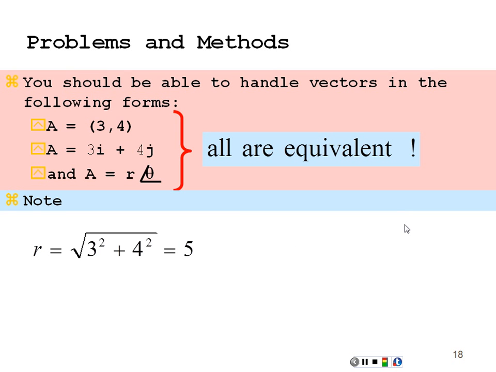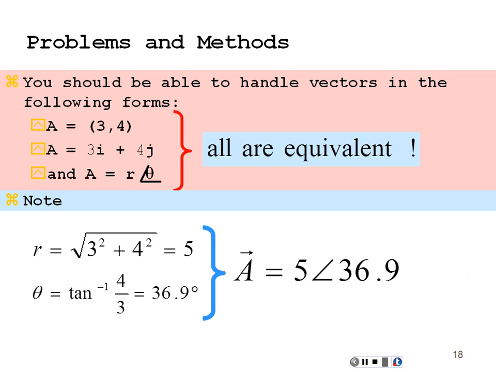The magnitude of this last vector is equal to the square root of 3 squared plus 4 squared, or 5. And its angle would be the inverse tangent of the y over the x, in this case 36.9 degrees. So I would write this last vector as 5 angle 36.9, and that would represent the same vector. But like we said, we're not going to focus on that method for this course, but it's just something to keep in mind as you proceed onward.